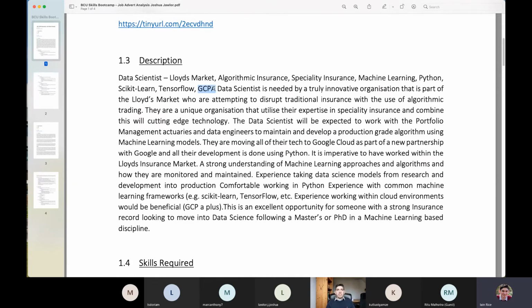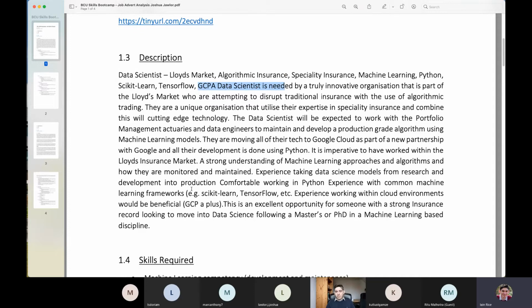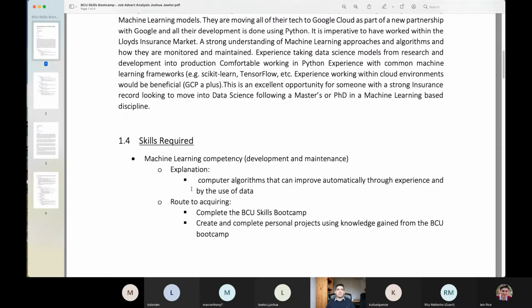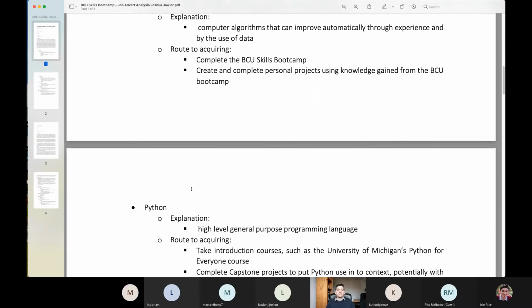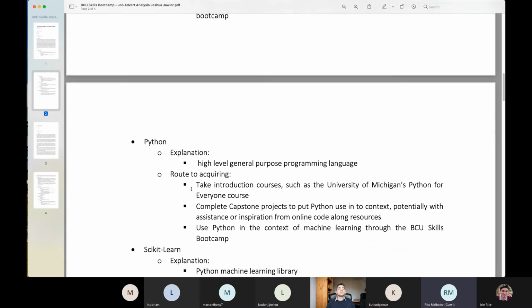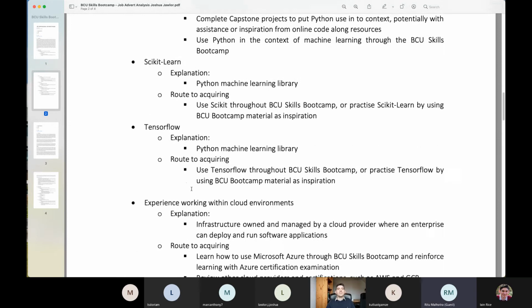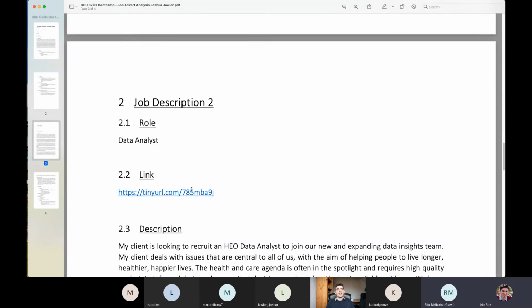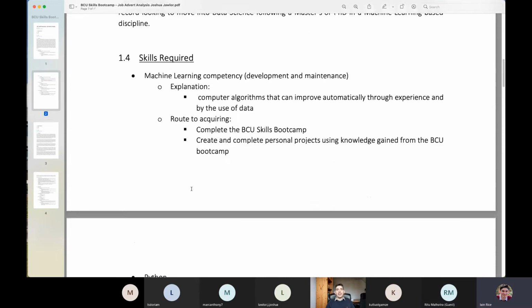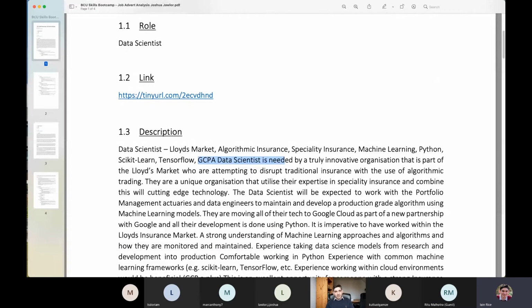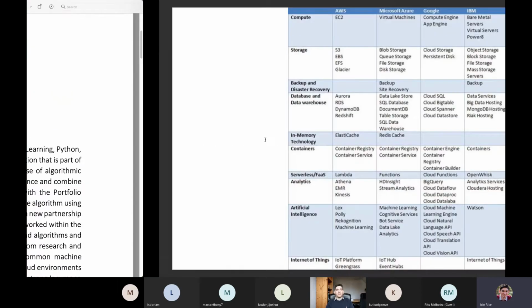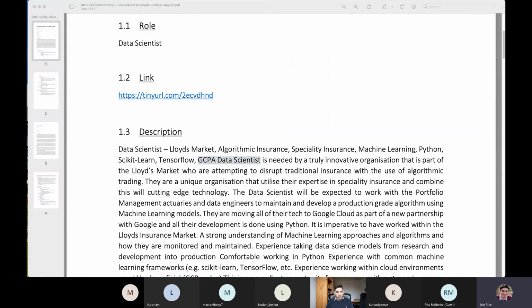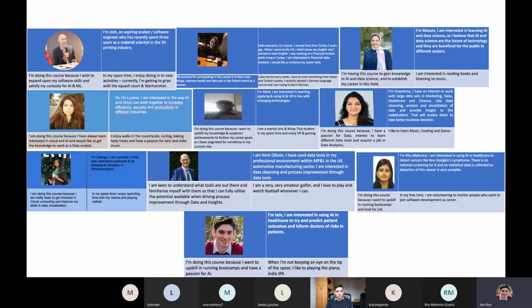So then we've got GCPA data scientist is needed. So any suggestions on what GCPA data scientist is? Google Cloud Platform Architect. Sorry, just guesswork. That would have been my guess. Yep. So yeah, GCPA data scientist. You know what? I'd skipped over that one when I was doing my preparation. So let's just get the definition from the horse's mouth from Google, as it were.